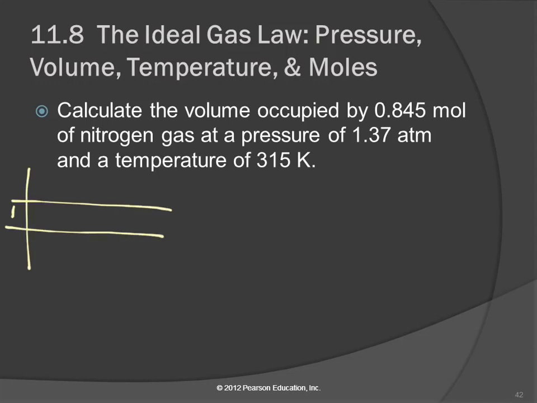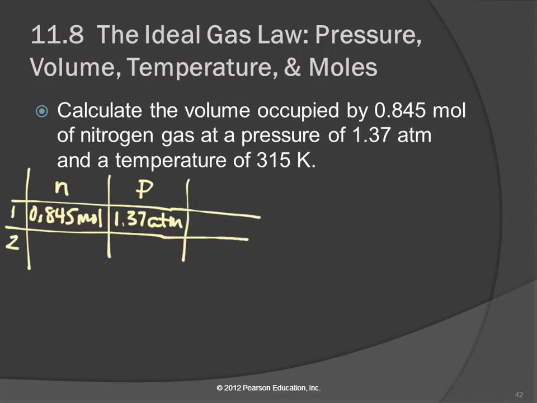We have condition 1, condition 2, and then we start putting in numbers. 0.845 moles. Well, what variable is that? P, V, N, or T? It's the amount of gas. It's moles, N. Okay, next number, 1.37 atmospheres. That's a pressure. That was nice of them. We need to extend our table here, don't we? Temperature of 315 Kelvin. How thoughtful of them. They put it in Kelvin for us. What's that? It's a temperature. It's T.